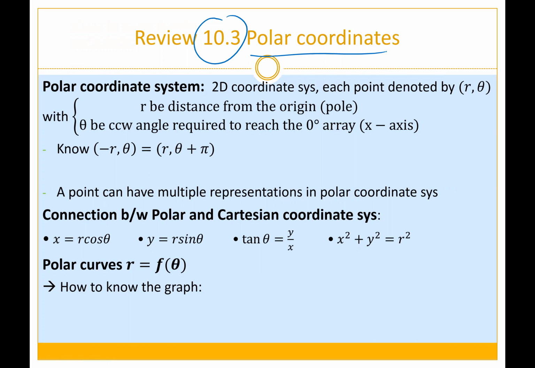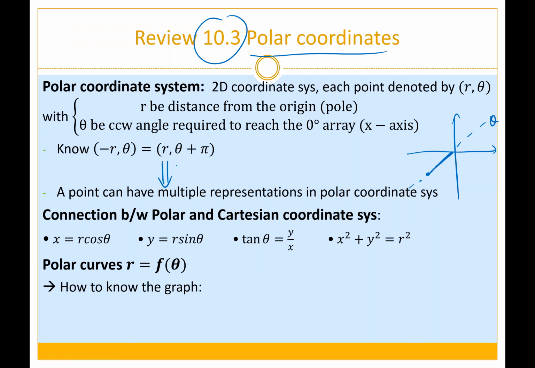Some other thing to note is negative r, theta. Say this is the theta line, and if you have this negative r, this is not it. This is that. So negative r, theta is equal to r, theta plus pi, as seen on the graph.